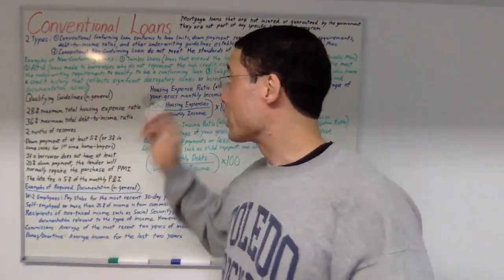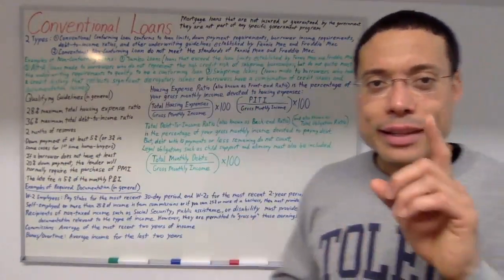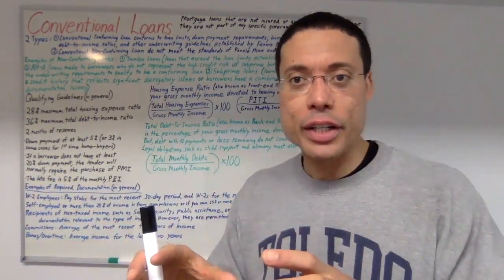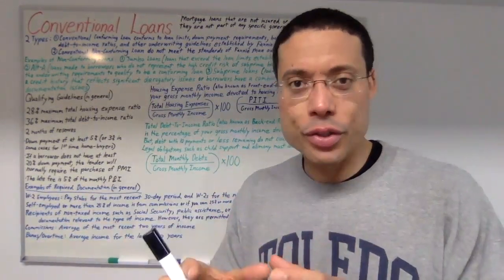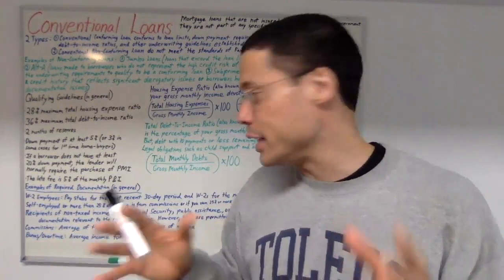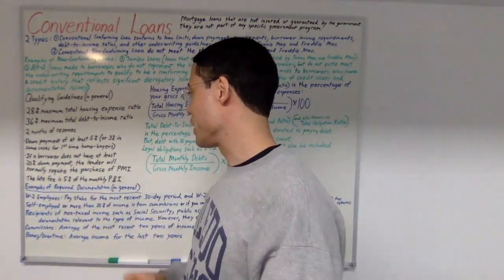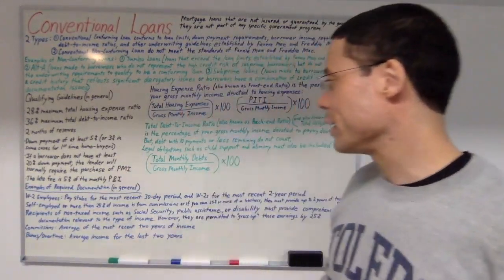Another thing to note about conventional loans is the late fee. What is the late fee that is charged to borrowers who have a conventional loan in general? The late fee is 5%. 5% is the late fee that is charged.